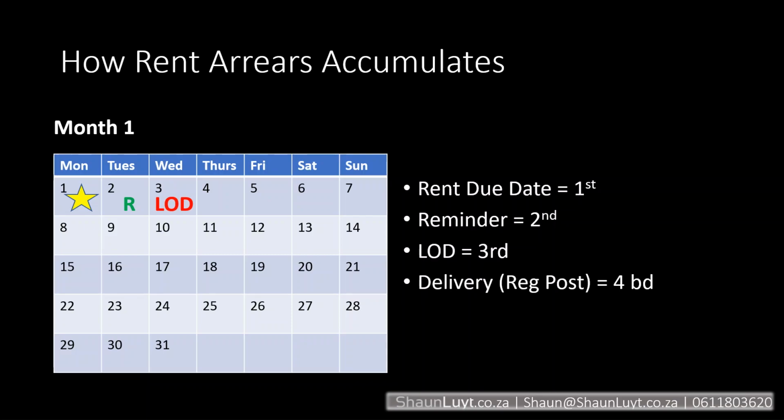Now, letters of demand should be sent by registered post. And this is something that a lot of people don't do. The reason is I've had occasion where, for example, people have hand delivered it. They've sent it by normal post. The problem is the proof that the letter has been sent and the proof that the letter has been received. Once again, if everything gets paid, this isn't an issue.